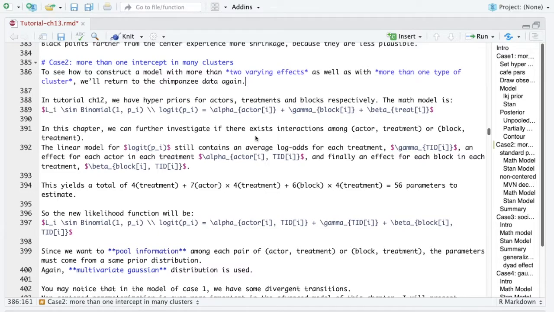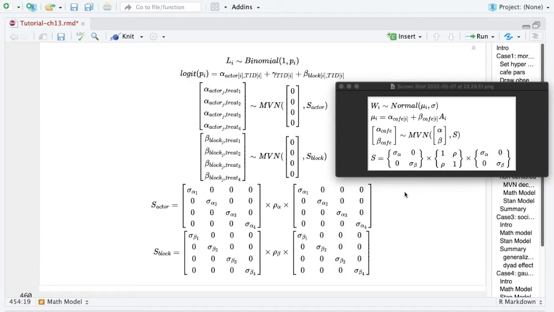So we just need another multivariate normal prior distribution for the other group. Let me show you how similar the two models are. The likelihood function in case 2 is a binomial model, and in case 1 it's a normal model, but the only difference is that we need a logit transformation to transform the p to the real number line. So this line and this line are equivalent.